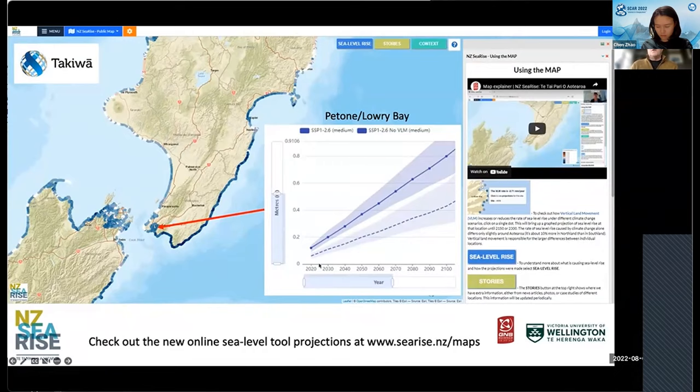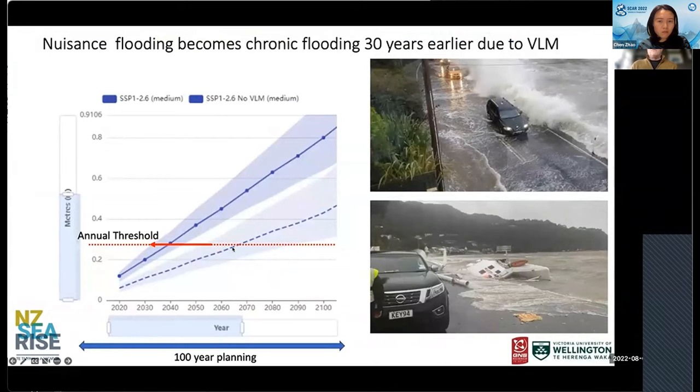And here's an example from Wellington, where this nuisance flooding is occurring more regularly. And we know that the threshold for Wellington is 30 centimeters of sea level rise. The 100-year coastal inundation event will be an annual event. And when you add in the relative sea level rise from vertical land movement, you see that that threshold has crossed 30 years earlier and could be as early as 2030. So this has really got our planners, our decision makers, our coastal infrastructure providers thinking very seriously that they must act now, there isn't much time.